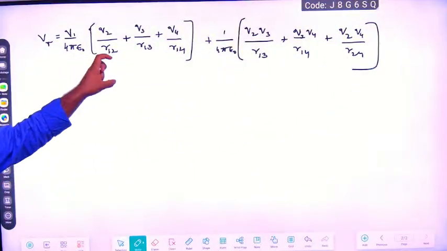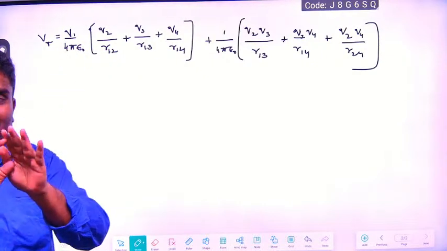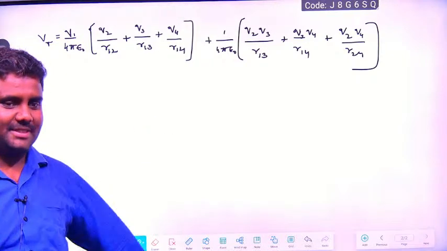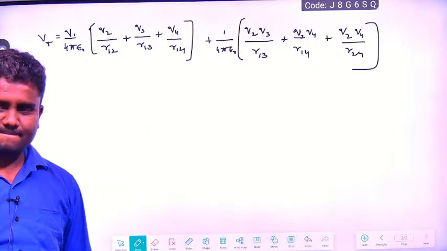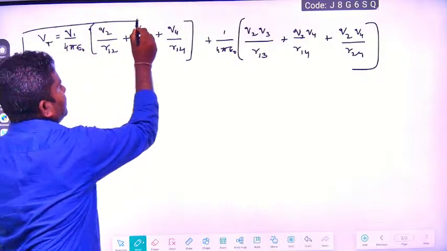Okay, that much potential is there, that much work you need to do to bring all the charges, to assemble all the charges in that region. Okay, this is the total potential. Understood? Yes. So this is the final answer due to the system of charges.